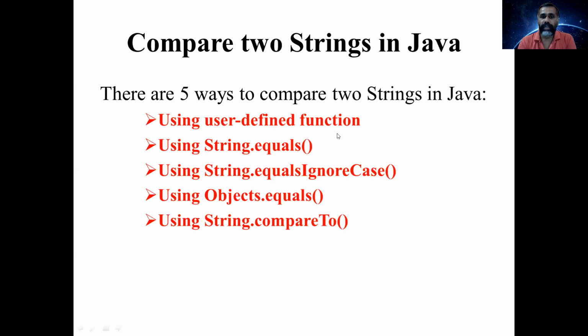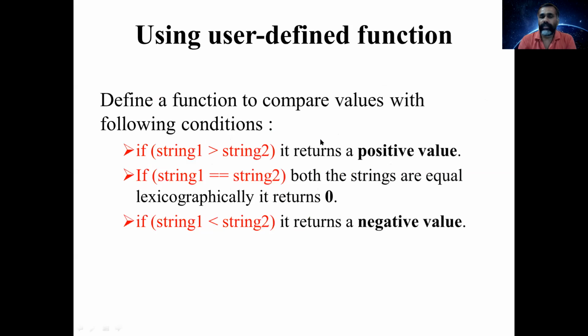And the first one is a user-defined function. So let us see how we use a user-defined function. When we define a function to compare two values, we have to follow 3 conditions. So there are 3 conditions to be followed when we create a function for comparing two strings. So these are the 3 conditions. One is if string 1 is greater than string 2. If you are comparing two strings and the first string is greater than the second string, then it returns a positive value.